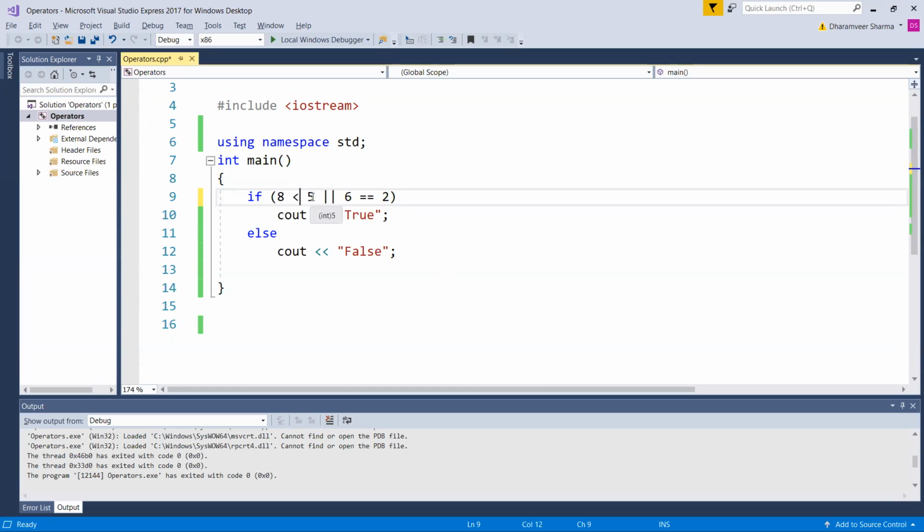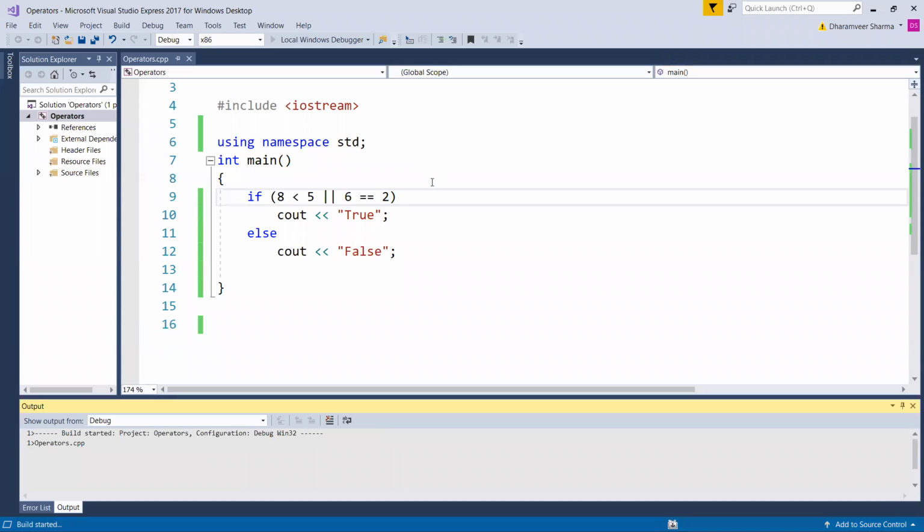8 is less than 5. Is it true? No, it is false. False means 0, right? 0 or 6. 6 तो true है. दोनों में से एक true होना चाहिए. So 0 और 6 दोनों में से एक true हो गया. It is true. Value true आनी चाहिए.